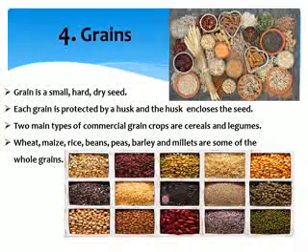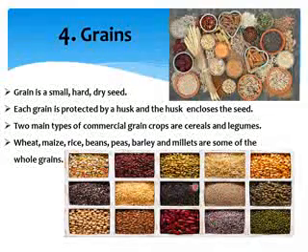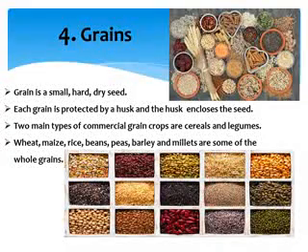See, there are two main types of commercial grain crops, cereals and legumes. So, wheat, maize, rice, beans, peas, barley and millets are some of the whole grains. So, what are the grains? There are wheat, maize, rice, beans, peas, barley and millets, some of the whole grains. So, here we are going to see few of the grains.